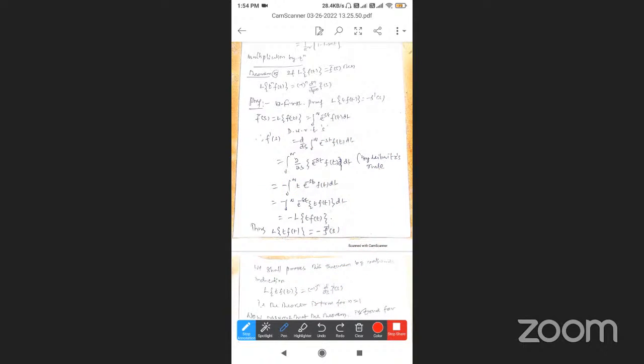So for the first multiplication, the Laplace transform of t into f of t is equal to minus 1 whole power of 1 d by ds of f bar of s. This is the first time. Second time, the Laplace transform of t square into f of t is equal to minus 1 whole square into d square by ds square of f bar of s.